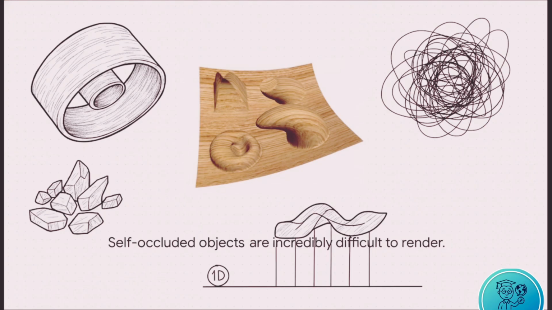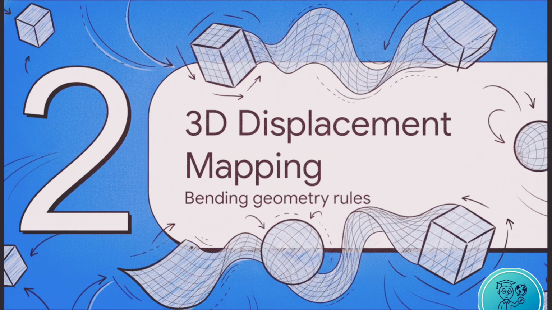Now think about self-occluded objects, things like curling wood or overlapping rocky shapes. These are notoriously difficult to render using older methods. Traditional 1D displacement mapping just takes a flat surface and pushes pixels straight up vertically, based on a height map. But because it literally only pushes straight up, it is physically impossible to render complex surfaces that fold over themselves. The math just flat out doesn't allow for it. Which brings us to Section 2.